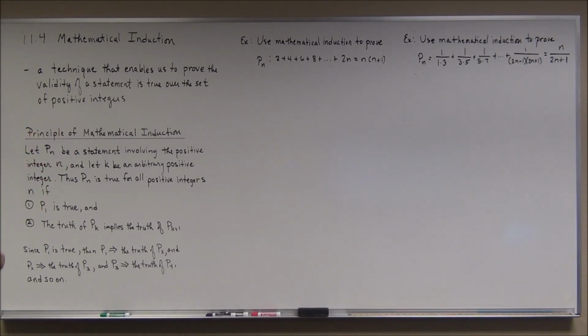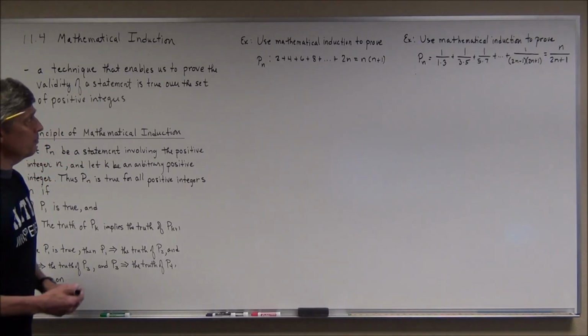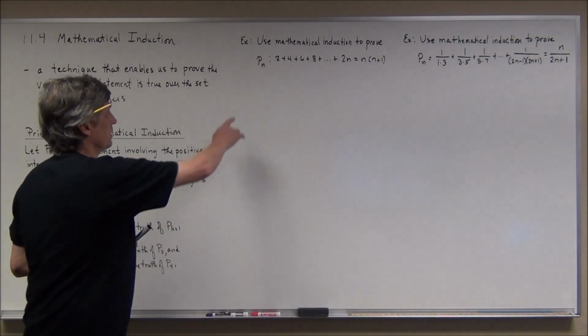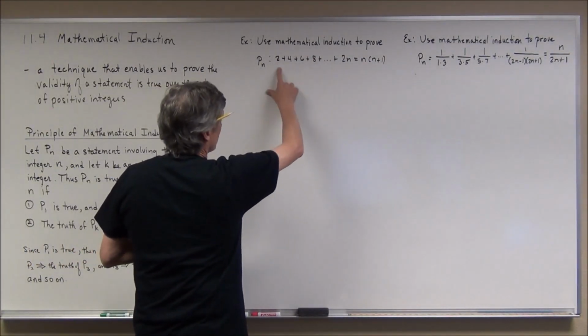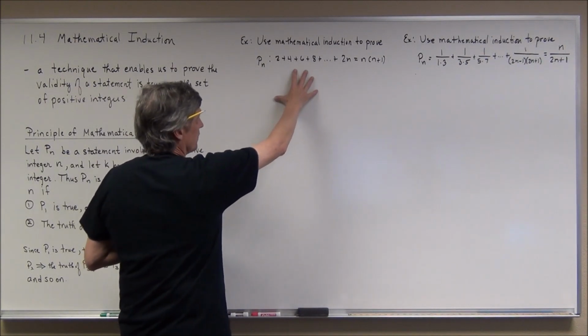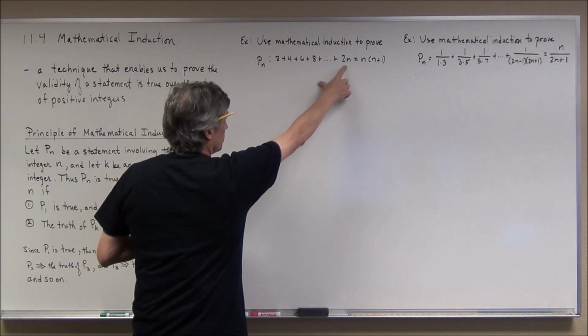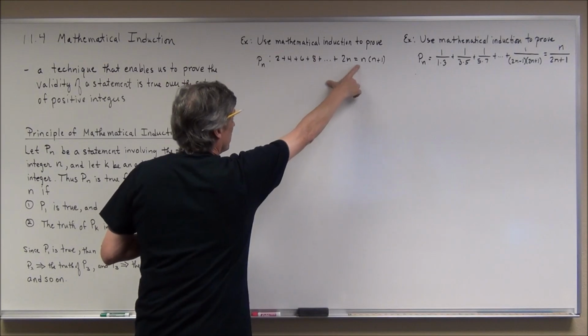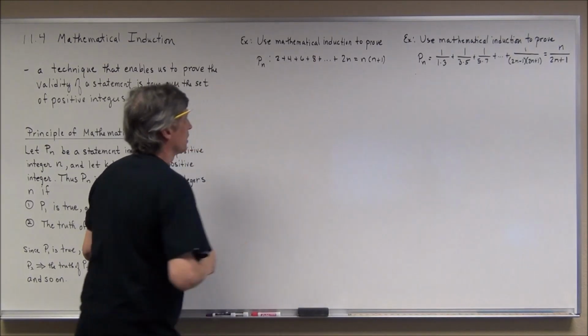The first one's a little bit easier than the second one. It says use mathematical induction to prove that p sub n, which is the statement here that 2 plus 4 plus 6 plus 8, you're adding up consecutive positive even integers here, all the way up to plus 2n, arbitrary, is equal to n times the quantity n plus 1.